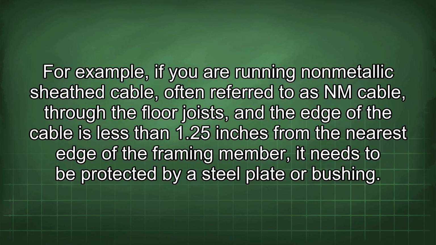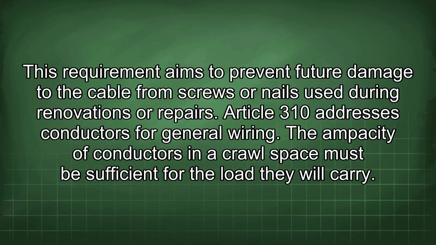For example, if you are running non-metallic sheath cable, often referred to as NM cable, through the floor joists, and the edge of the cable is less than 1.25 inches from the nearest edge of the framing member, it needs to be protected by a steel plate or bushing. This requirement aims to prevent future damage to the cable from screws or nails used during renovations or repairs.